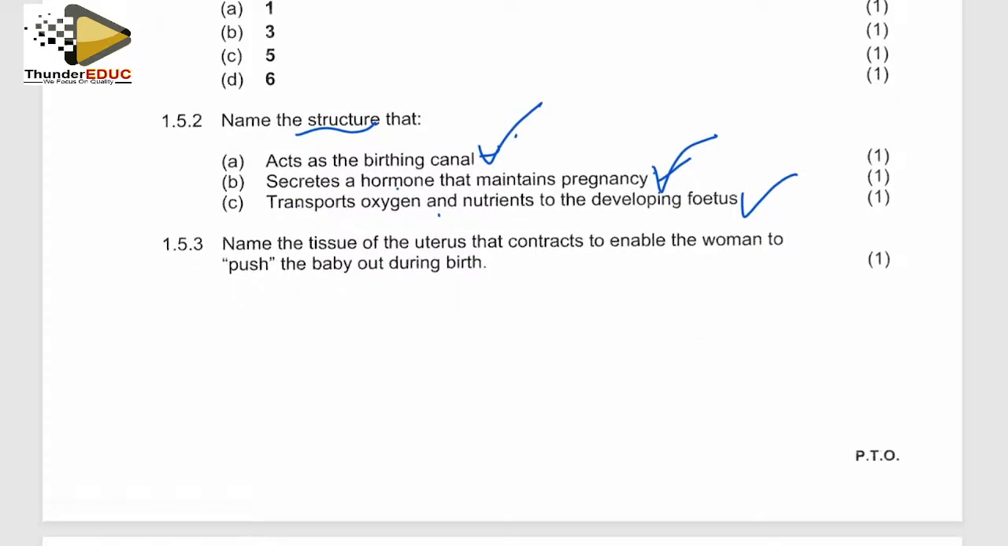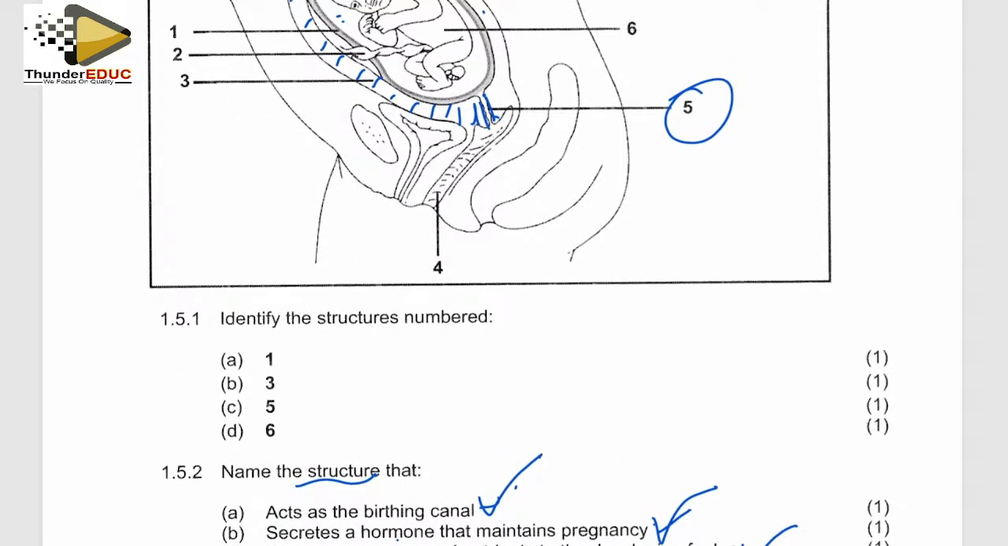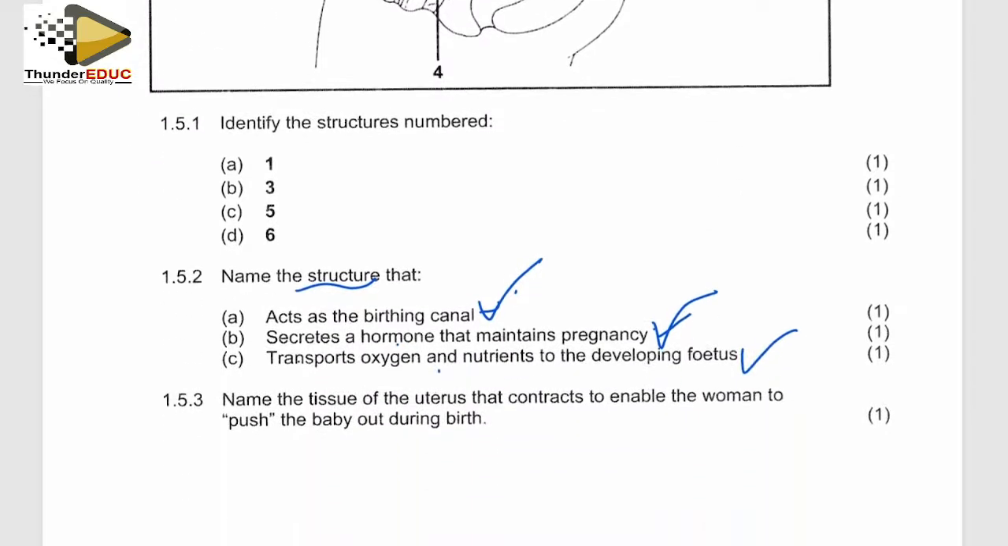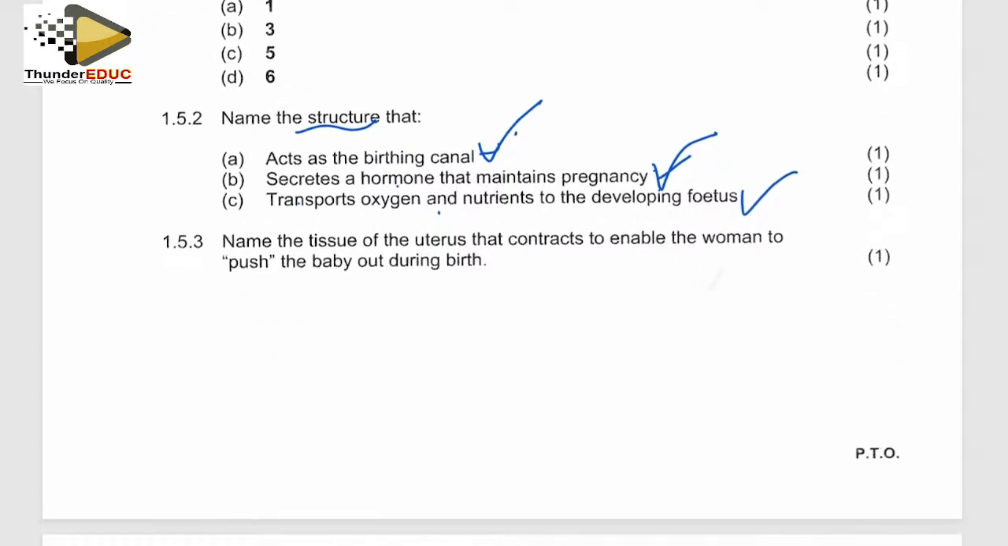All right, someone is asking, what about the umbilical cord, what about the placenta? They are saying the structure which transports oxygen and nutrients. So if you are looking only at what takes oxygen and nutrients, then it is the umbilical vein.